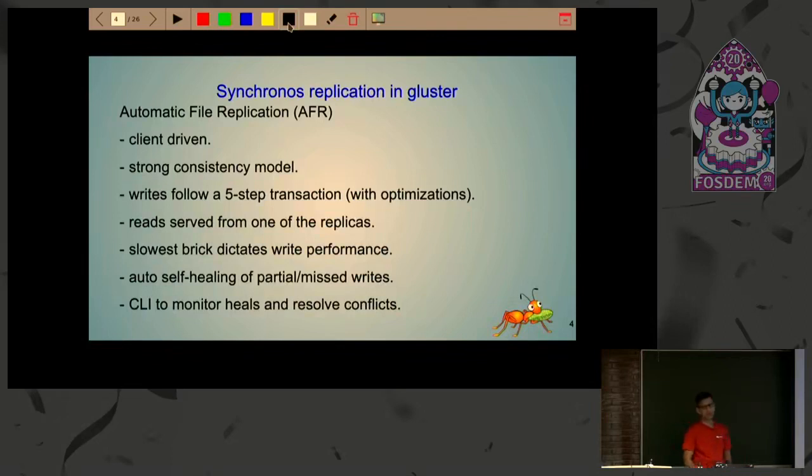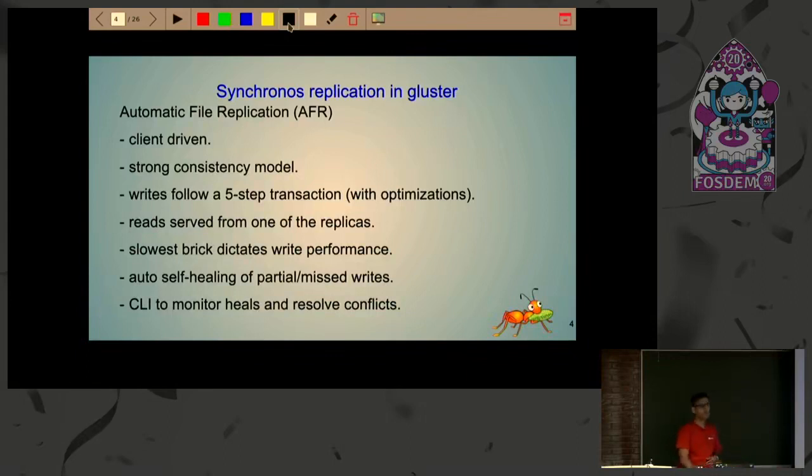So it follows a strong consistency model, unlike geo-replication where the consistency is eventual. Here, the moment you do the write, because we propagate it to all the servers, you get the writes immediately on the disk. And the writes follow a transaction model because you also have multiple clients accessing the same file, and you need to have a transaction to prevent stale data or partial writes going from one client to one brick and the other client to the other brick. The reads are served from one of the replicas, and the slowest brick also dominates the write performance because we are binding the writes to all the bricks.